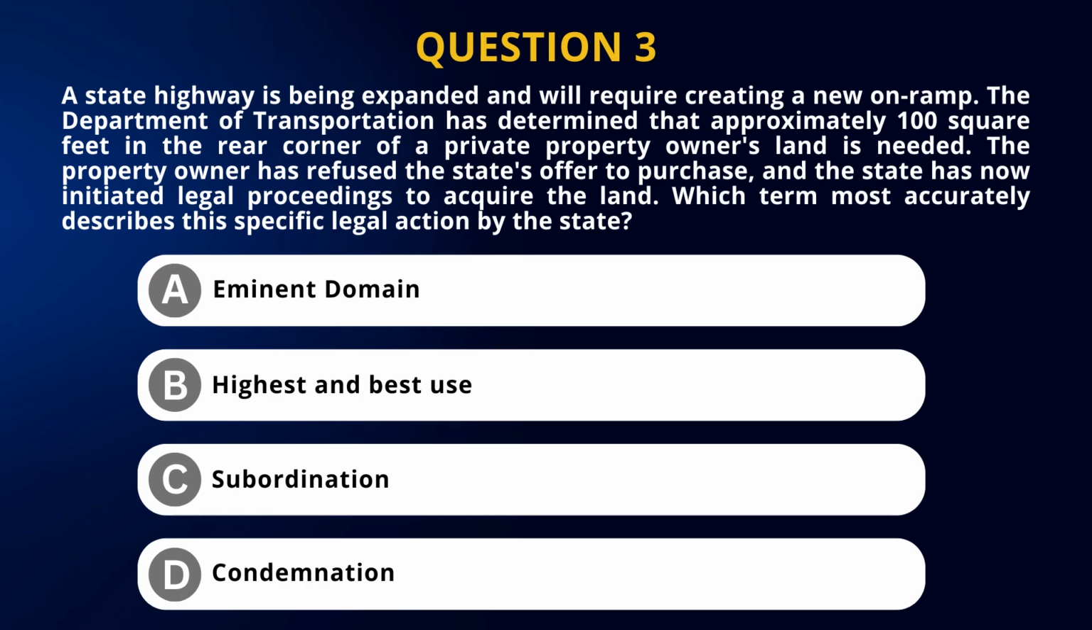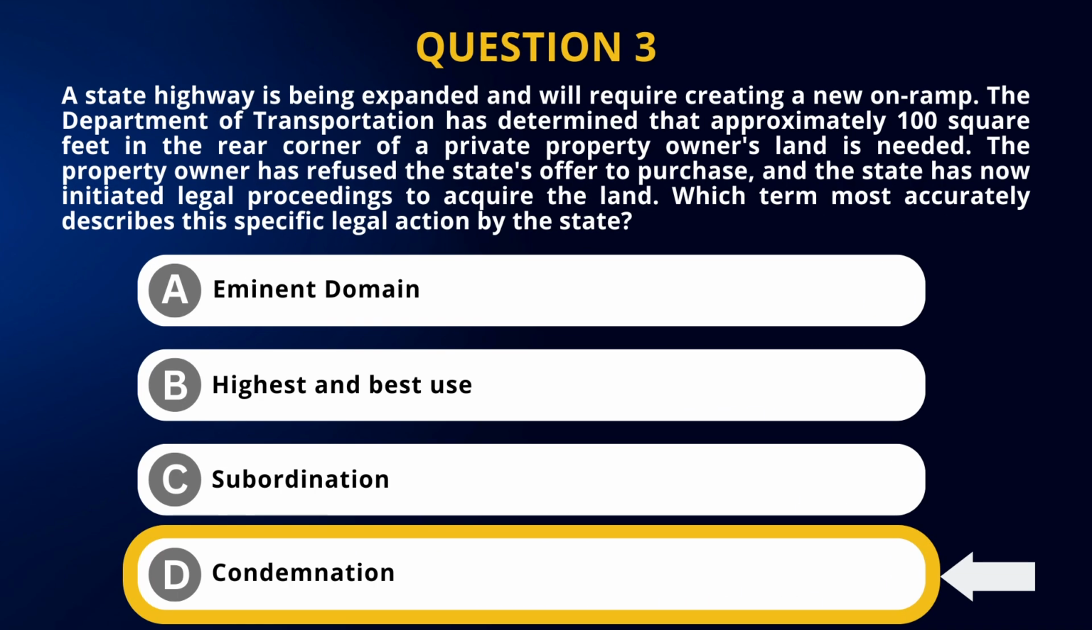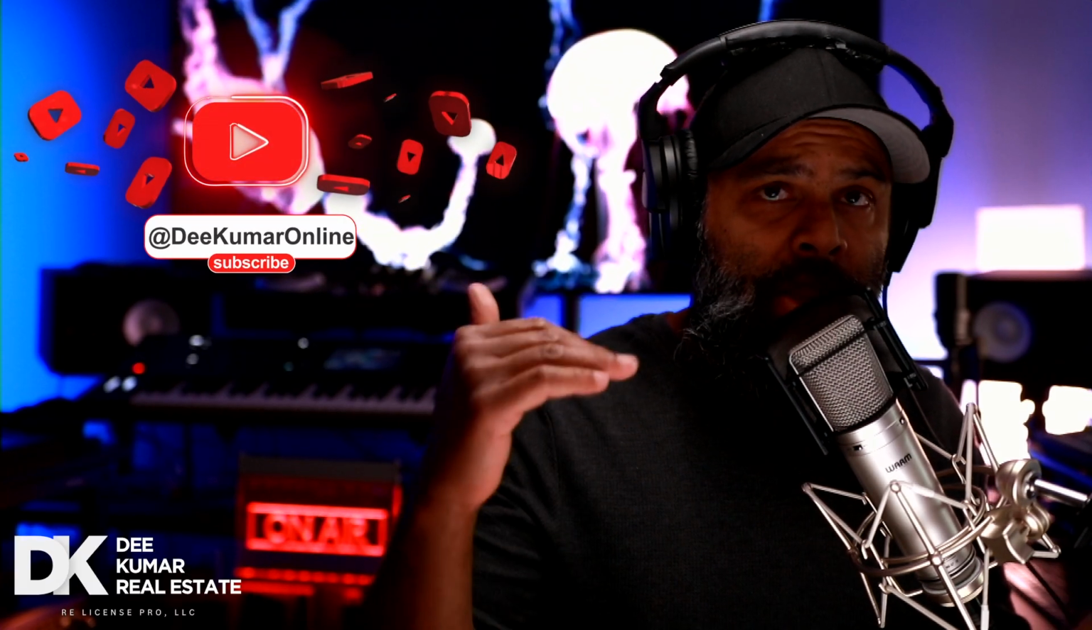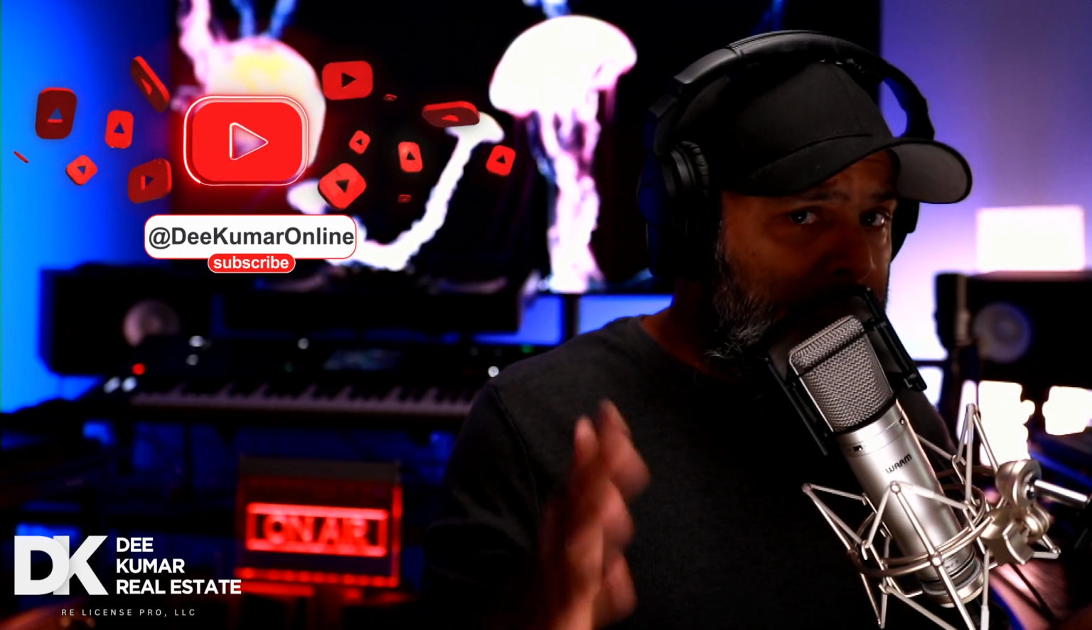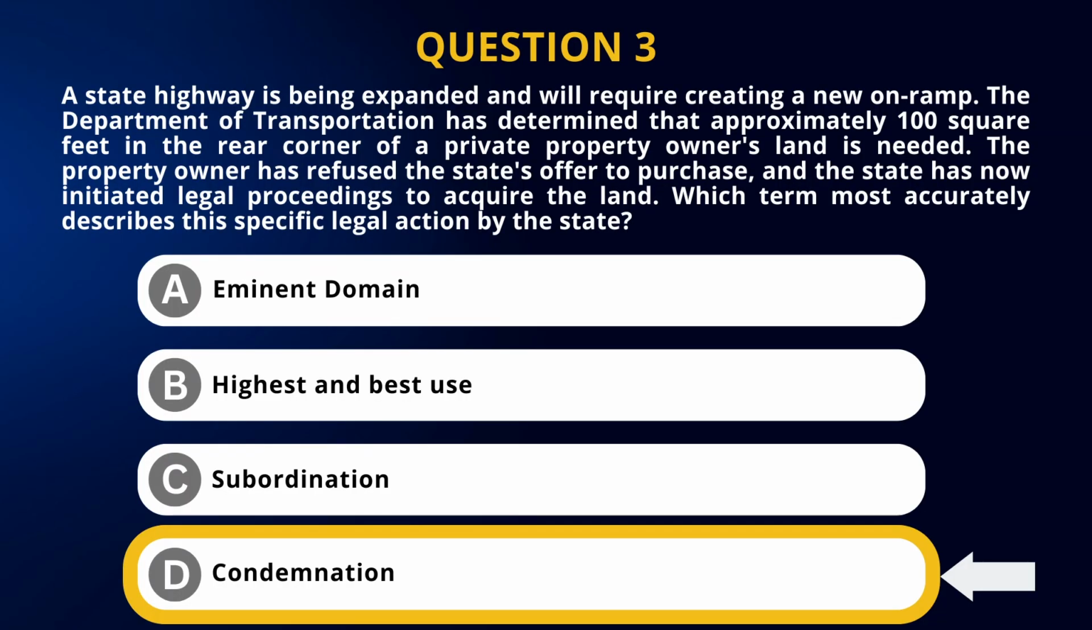And the answer is letter D, condemnation. Definitely you will need to know the difference between eminent domain and condemnation. A lot of students might have picked eminent domain, but eminent domain is the right. It's not the process, and it's not the power. It's the right of government to be able to take the property. The actual process of taking it, or initiating a specific legal action, as this particular question was framed, is condemnation. And you need to know the distinction between eminent domain and condemnation.